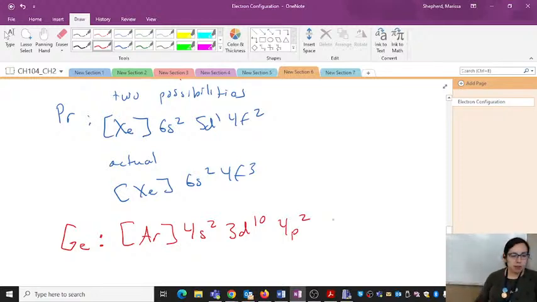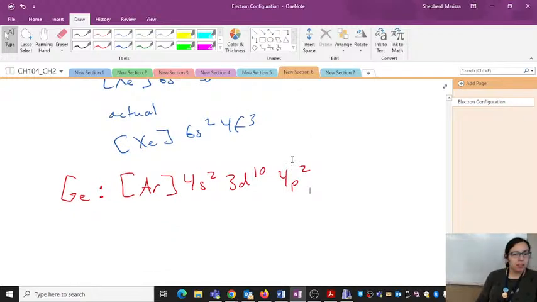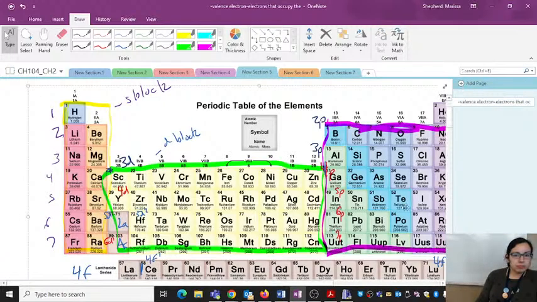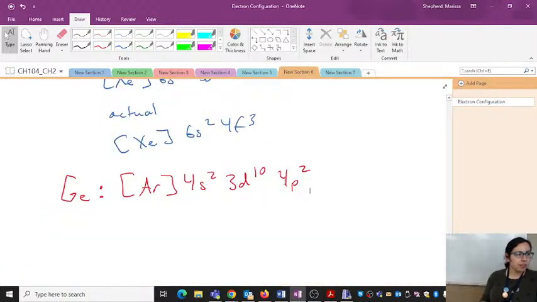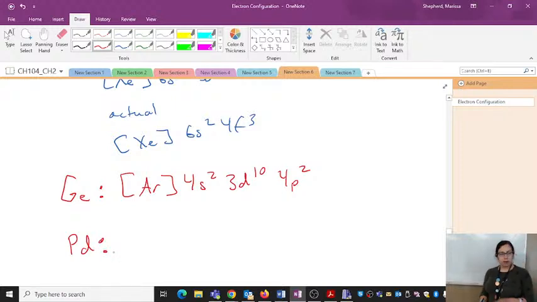Let's do another practice. Pick another element. Let's see. Let's try palladium. And we might get different answers, but we'll see. What do we think about palladium?